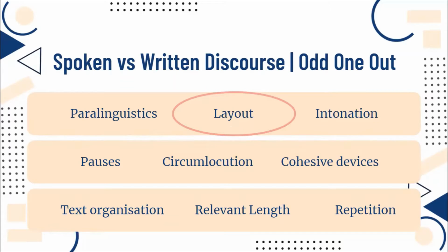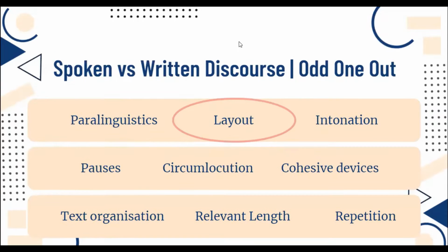Now, in the next one, we have pauses, circumlocution, and cohesive devices. Which one is the odd one? Which one is not related to spoken discourse? Do we pause when we write? Okay, hello, Laura. You can't listen. Maybe you need to check your volume. Cohesive devices. Thank you very much, Carolina. Exactly. Yes, cohesive devices are related to written discourse.